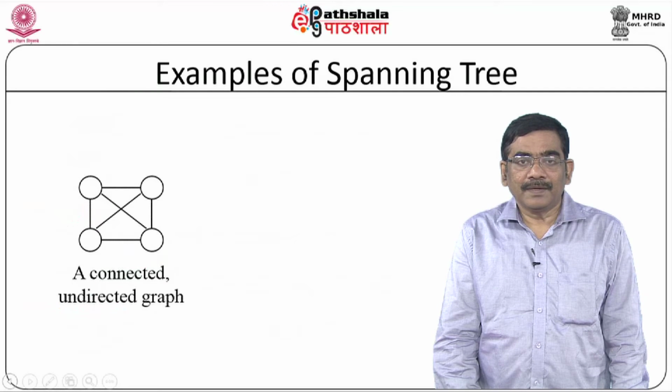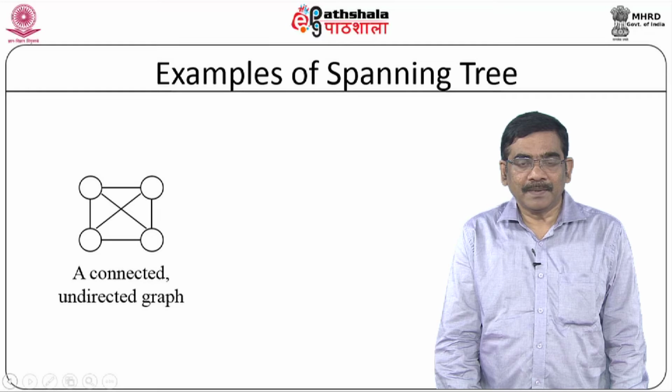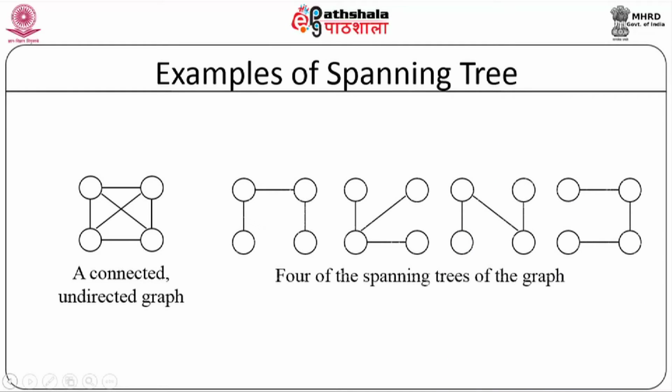So, we will take one simple example. So, let us take this graph as the input. So, you can see that there are 4 vertices. This is a connected undirected graph, because as we have seen in the previous slide, the edges are not associated with any directions. So, as per our definition, we should get a spanning tree where all vertices should be present, but there should not be any cycle.